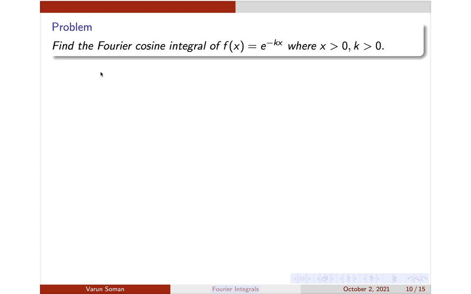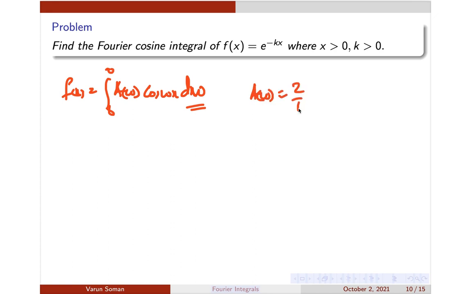So what will you do? Just like your Fourier integral, you know the Fourier cosine integral representation is f of x equal to integral 0 to infinity A of omega into cos omega x d omega. Always write the form cos omega x d omega. Don't make the mistake. Always write the formula first, and your A of omega is basically 2 by pi integral 0 to infinity f of x into cos omega x dx.